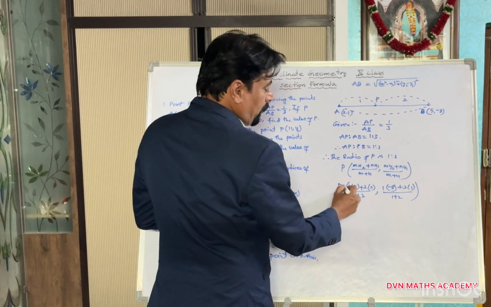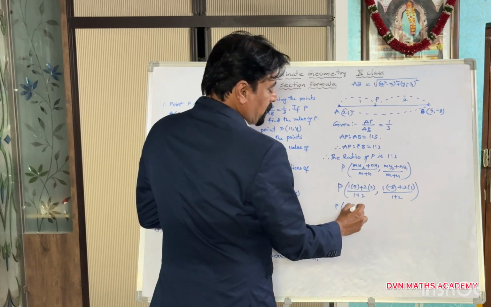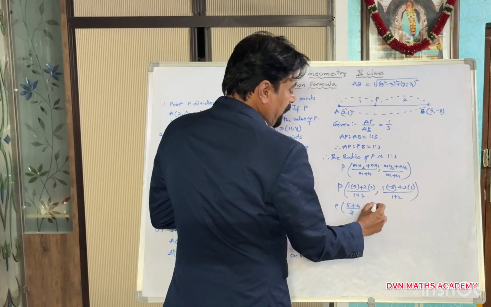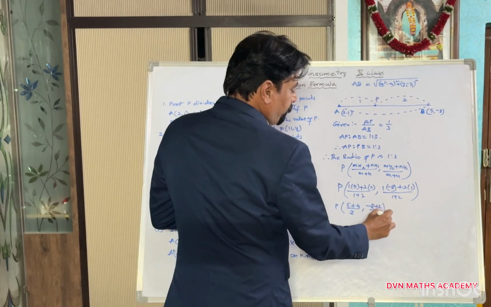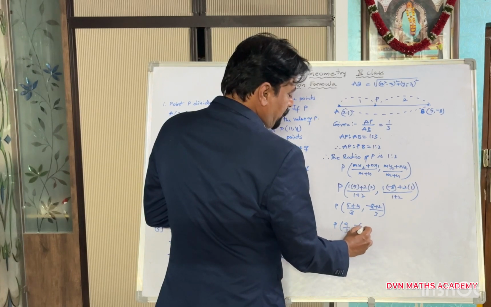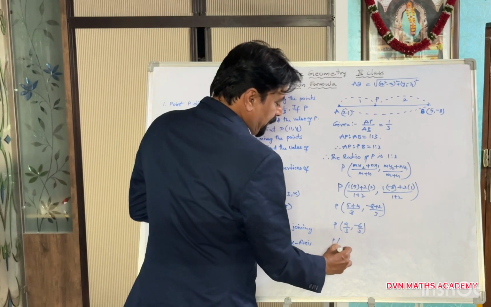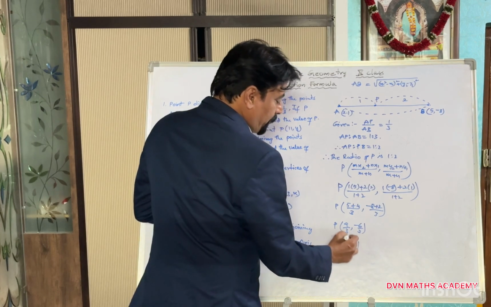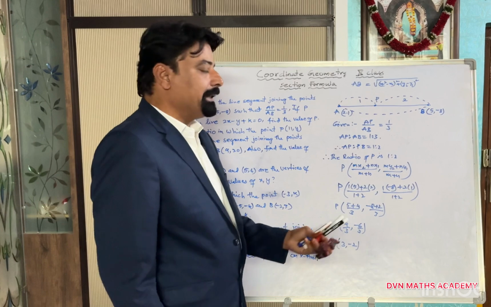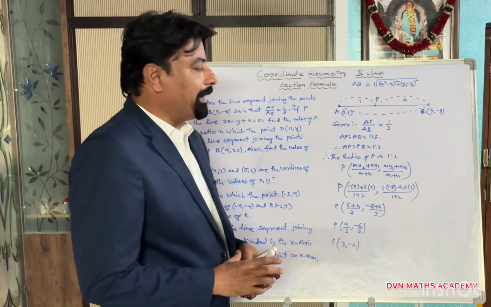So P is equal to 1 into 5 is 5 plus 4 by 3, comma, -8 plus 2 by 3. So P is nothing but 9 by 3, comma, -6 by 3. The coordinates of P is 3, comma, -2. If you simplify, you will get 3, comma, -2. So now I got the coordinates of P, that is 3, comma, -2.